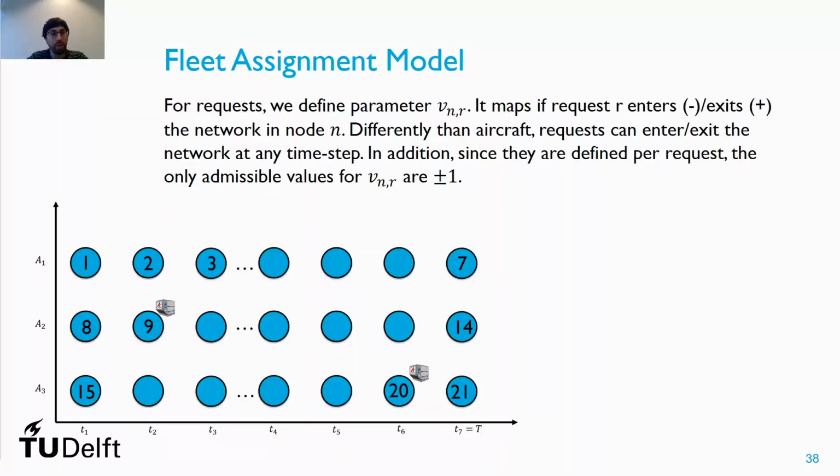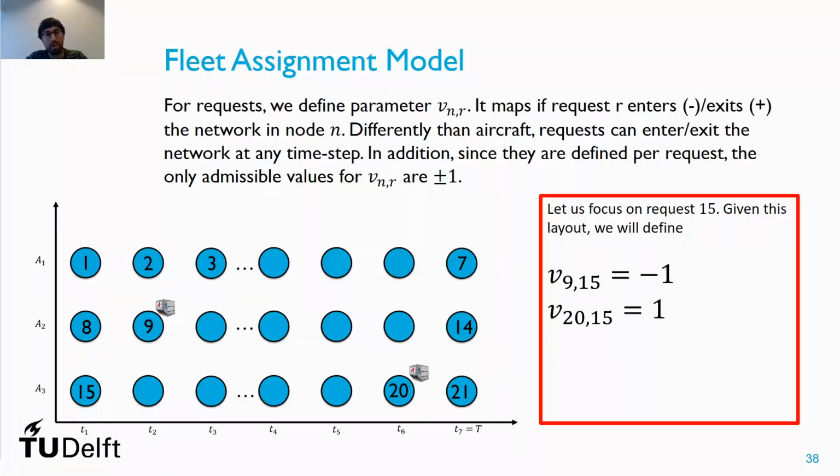We have request 15 that enters the system in node 9, and it must exit the system in node 20. So we would define v915 to be -1 and v2015 to be +1.